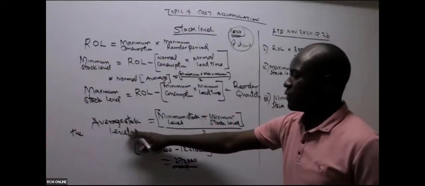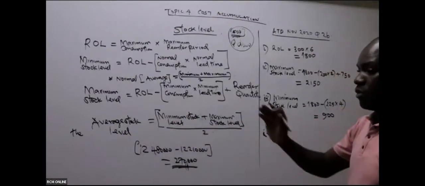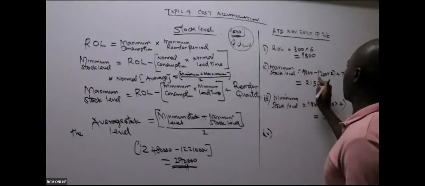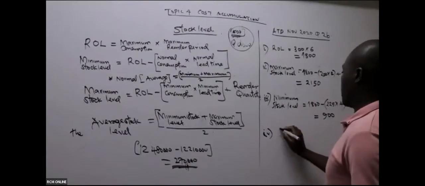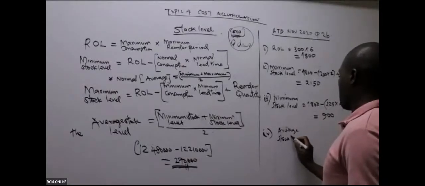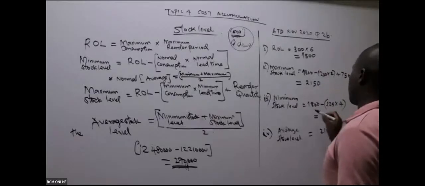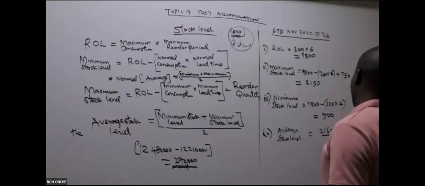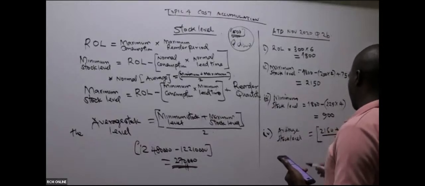So average stock level is maximum stock level, not maximum consumption, no. Maximum stock level. So maximum stock level, we have it here, 21.50. Let's just finalize this before we disappear. Maximum, we have 21.50 plus minimum, we have 900, then divide by 2. Give us the average so that you can give our friends here 5 minutes.